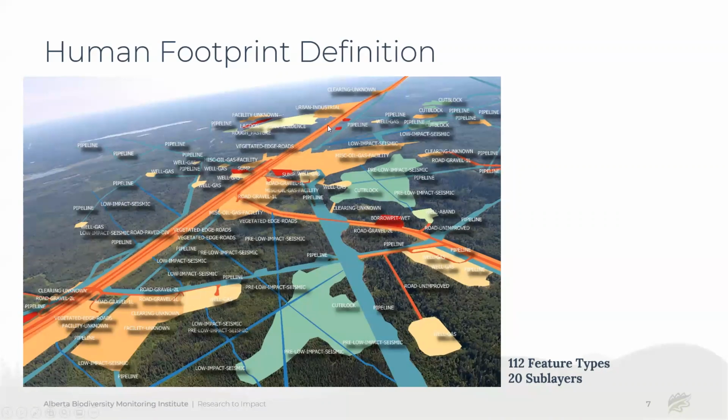So by the color, let's focus on this light brown. Urban, industrial, miscellaneous, oil and gas, in here, clearing unknown and facility unknown. They are all represented by the same color, which essentially means that they are included in one sublayer, and that sublayer is industrial features. But there are four different feature types. There are some sublayers where we have only one sublayer containing one feature type. Let's say this pipeline would be a good example of that.